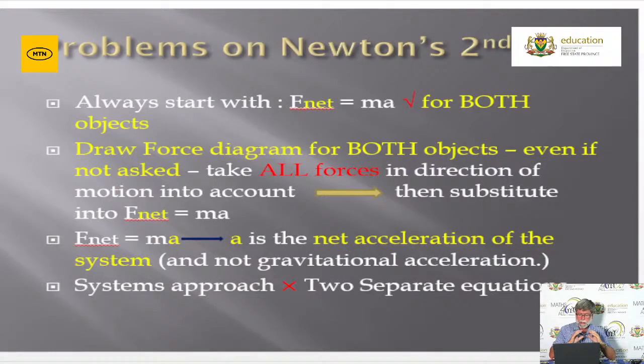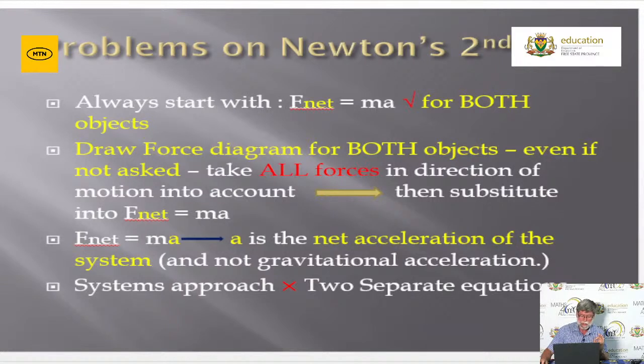Then, lastly, with calculations on Newton's second law, please always start off with F net equals ma before you start substituting the different forces into that formula. Start off with F net equals ma for both objects. Draw force diagrams for both objects. Even if they don't ask for it, you must make sure that you include all forces when working with F net equals ma. And remember that a is the system's acceleration.